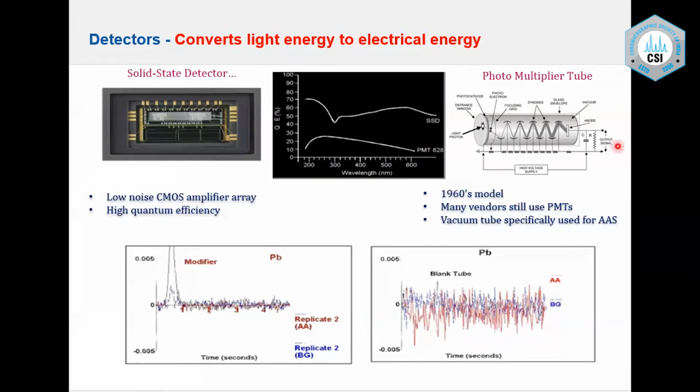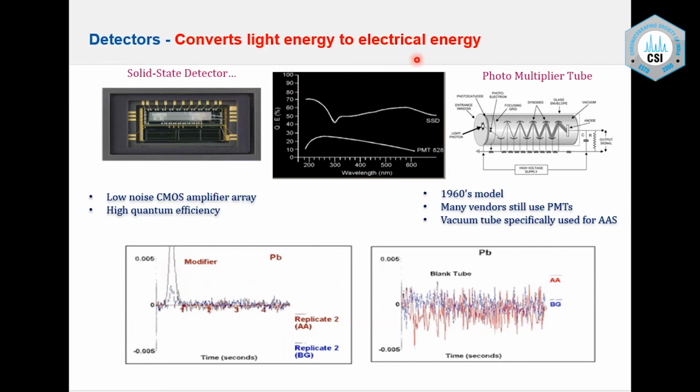In most instruments you will find the PMT, in which we have a photocathode. The electrons are hit onto this and then get multiplied. Multiplication happens and the signal is magnified and you get a high reading. Some manufacturers use a solid state CMOS detector. It is basically a silicon semiconductor device having a silicon wafer; the light hits the silicon, and accordingly with the movement of holes and electrons, you get the energy.